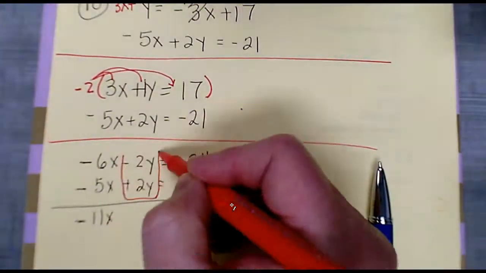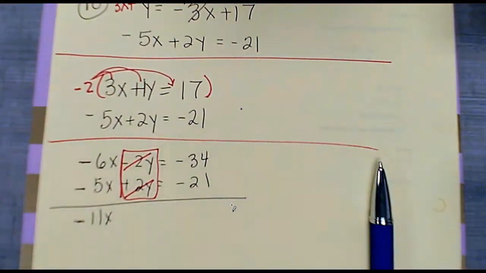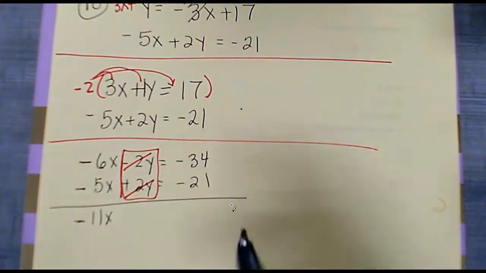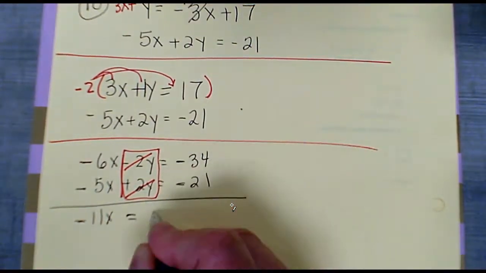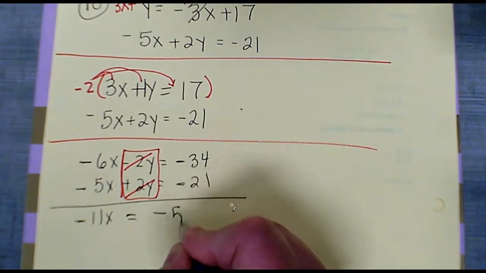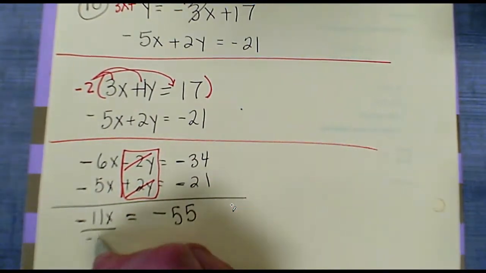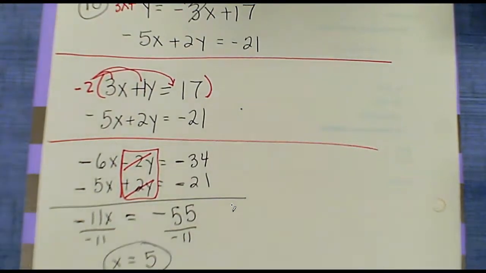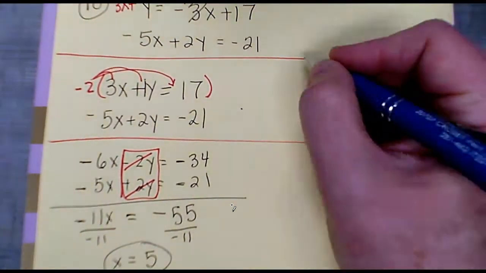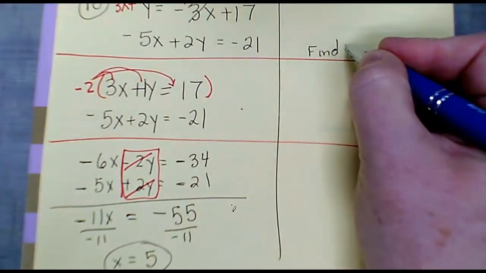What happens to these? That's why I multiplied by the -2, to cancel this out. A negative plus a negative makes another negative. Divide both sides by -11. Am I finished? Now I need to find y.